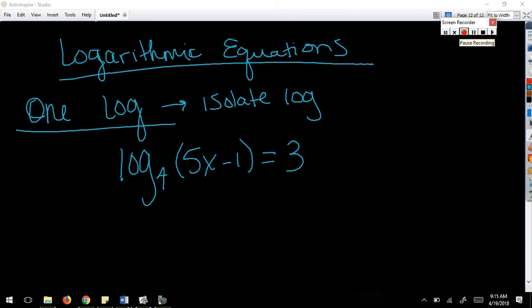Wait, it's already isolated? It's already isolated because it's by itself. The log is on a side by itself. But no, it's not 5x and 1. Sure it is, but that's part of the log. See the parentheses there?